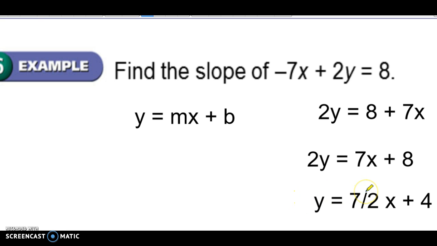Now I'm going to make sure I'm answering the question. This isn't the answer to the question. The question was, what is the slope? The slope is this number, 7/2. So make sure you're answering the question.